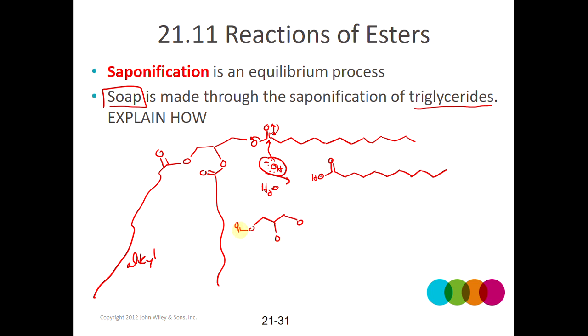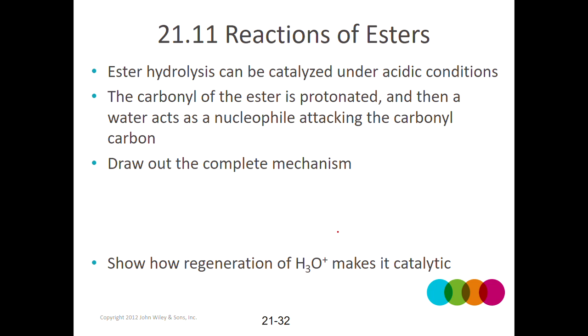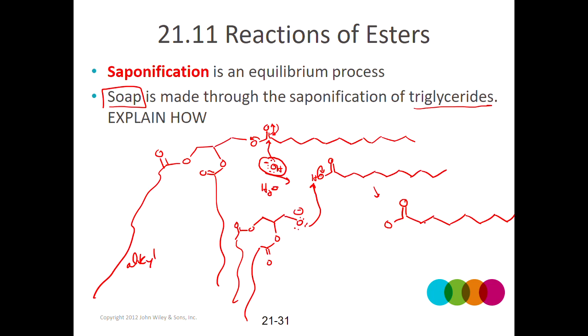this one hasn't reacted yet, so those chains are still there. But when this leaving group leaves and you get a negative charge, it then picks off that proton. And so this oxygen gets protonated, but the key thing is the soap, right? The soap is this carboxylate. If you make a carboxylate with a long carbon chain and a negative charge here, that is a surfactant.